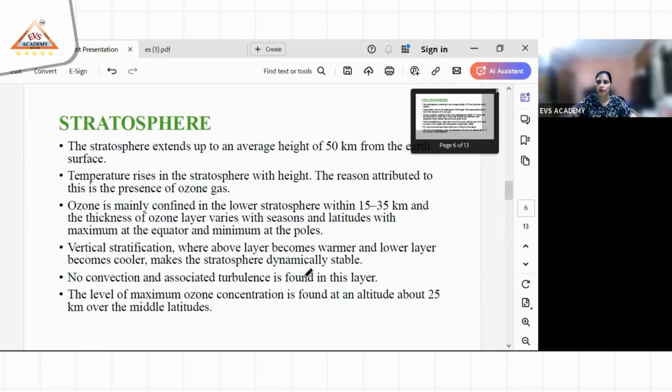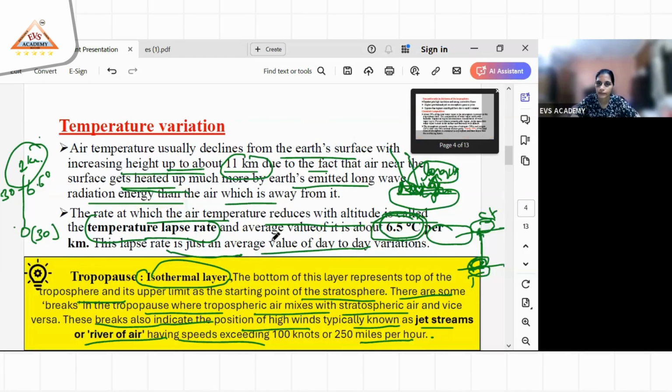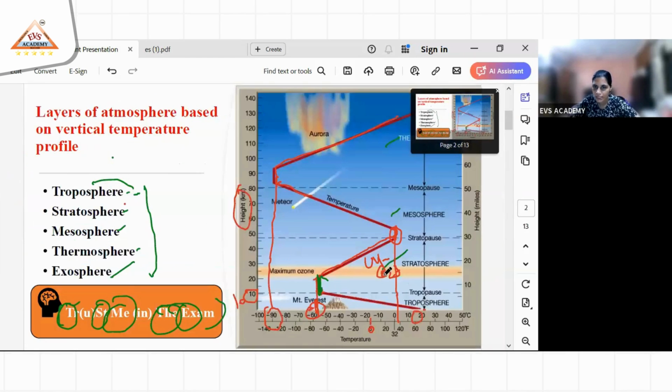Okay, next is the stratosphere, the next layer. It extends up to an average height of 50 kilometers from the Earth's surface. Let me show you. So this is the stratosphere. From the Earth's surface to 50 kilometers, this layer is called the stratosphere.